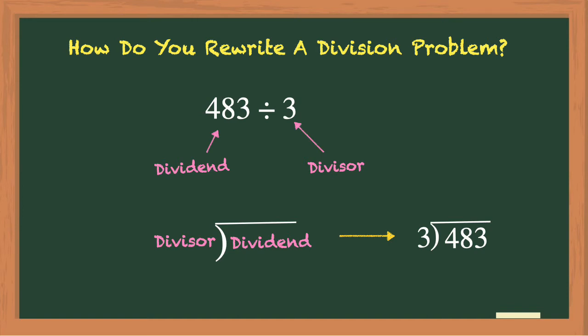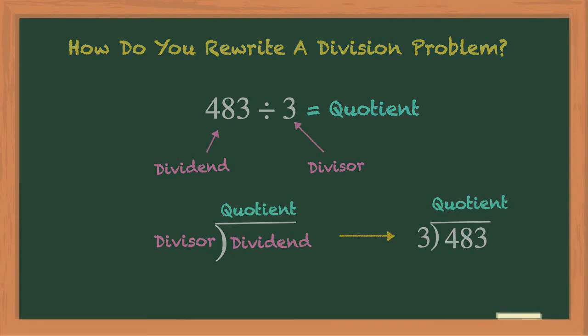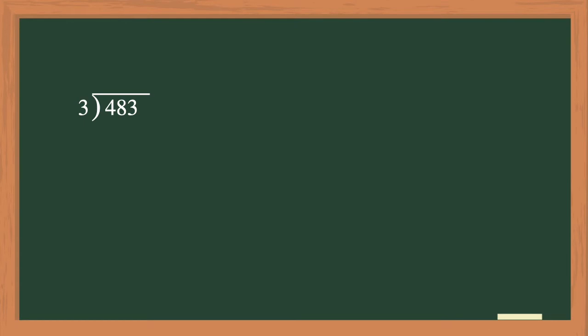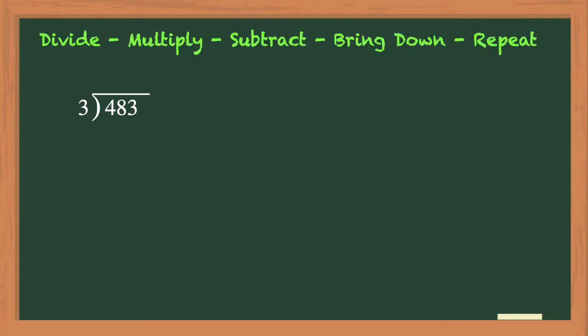Then, of course, we need an answer. How much money will be in each of these 3 groups? The answer to any division problem is called the quotient. Quotients are always written on top of the long division box. Now let's complete this long division problem and find out exactly how much money will be in each of those 3 groups. The steps you need to follow are here at the top.